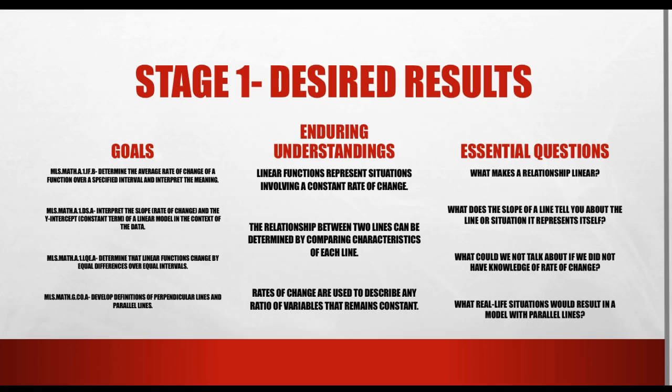Which led me to these essential questions. What makes a relationship linear? What does the slope of a line tell you about the line or situation it represents? What could we not talk about if we did not have knowledge of rate of change? And what real-life situations would result in a model with parallel lines? Those last 2 questions I think are the most important because they really speak to the transferability of the information to real life for the students.